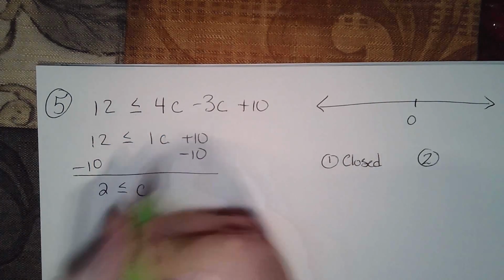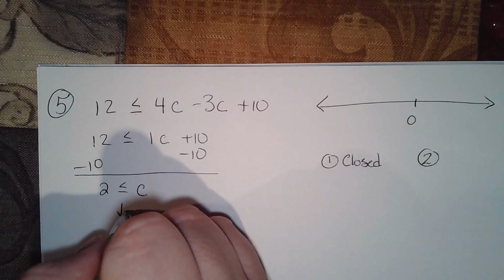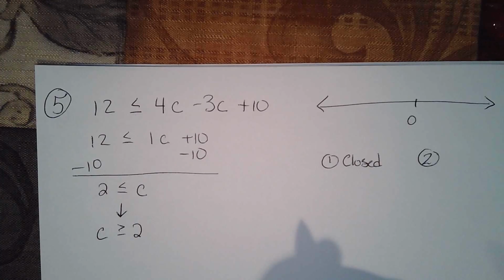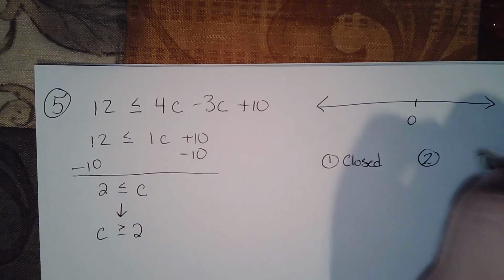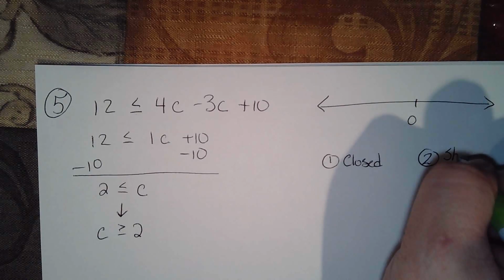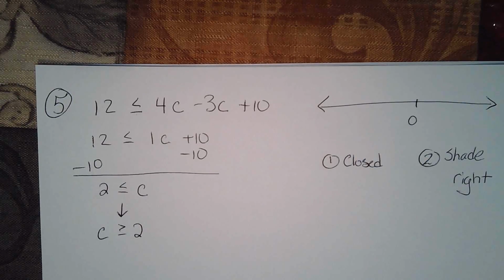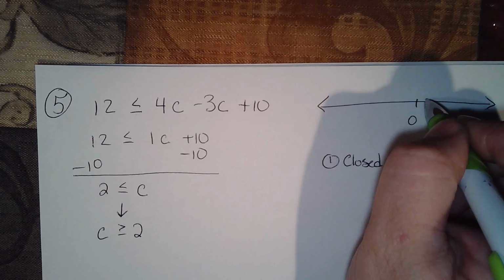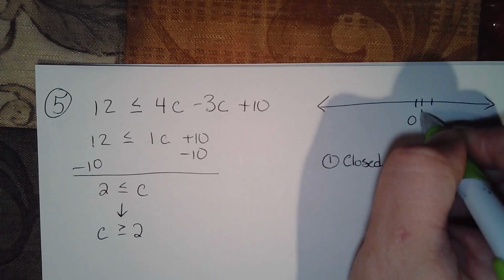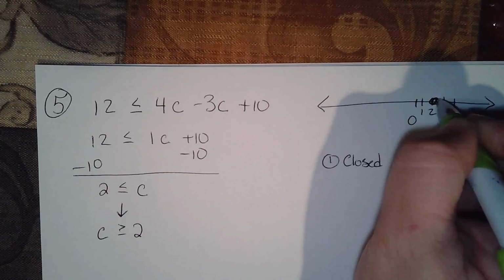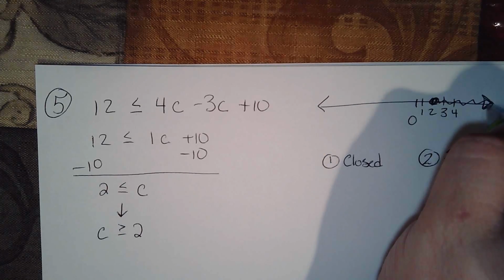And then remember, we must rewrite this. So C is greater than or equal to 2. Now, once we have that rewritten, we can see clearly which way we're going to shade. And since C is greater than or equal to 2, that means we're going to shade right. All right, so let's go ahead and put in our numbers. And since we're shading right, we have a closed circle and we shade to the right.